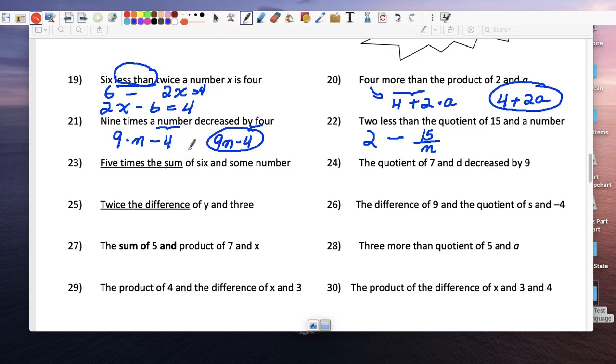5 times the sum, so you have to be really careful with this. So it's 5 times the sum. Sum means addition. And who are we adding? We're adding 6 and some number that we don't know. So we have to add these two, and then multiply by 5. So we need a parenthesis here. A little prettier, it's 5, parentheses, 6 plus n.